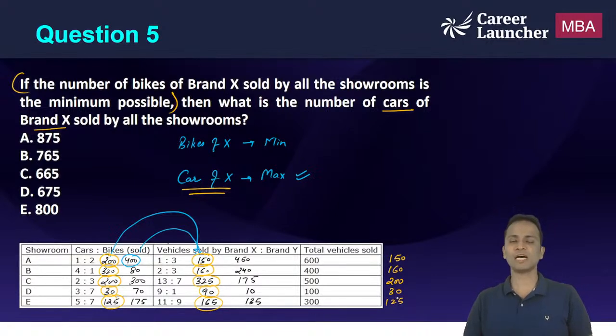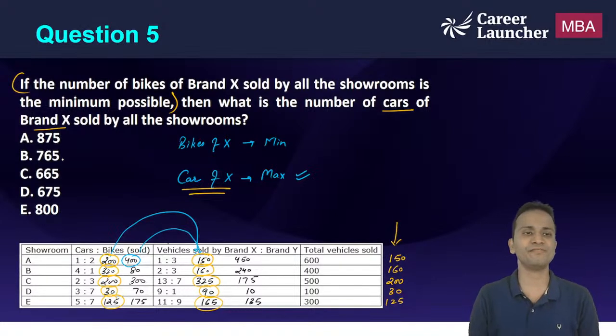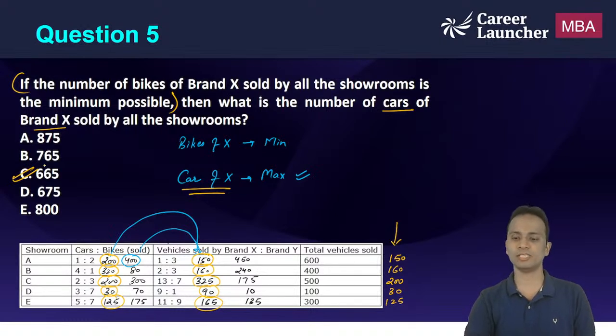Right? So the number of cars of brand X is maximized, and that will be the number. Just add these numbers and get your answer. So the sum of these will be 400, 500, 610, 640, 665. So 665 is the sum of all these numbers.